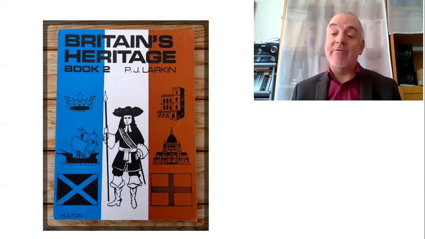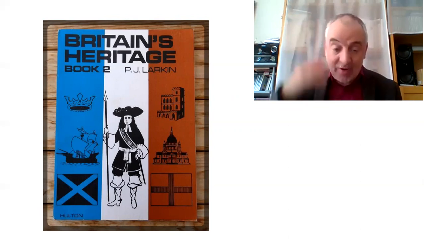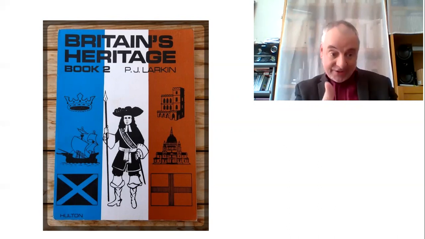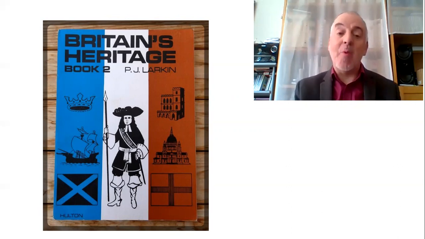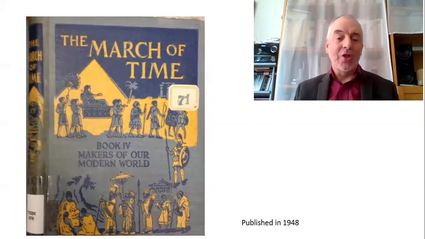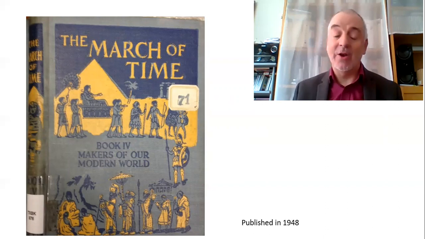And what is Britain's Heritage, according to this school history book from many years ago, or long before I was around? Well, this is what it is. This is what you need to be looking at for heritage, something very traditional, royal, colonial, and so on. I have one more example of an old school textbook, which is this one, The March of Time, Book 4, Makers of Our Modern World. And this was published in 1948. Quite a lot of text in it, and far fewer pictures than today.